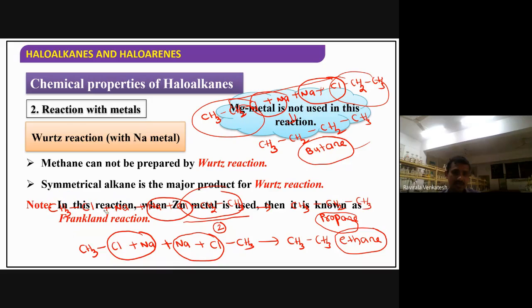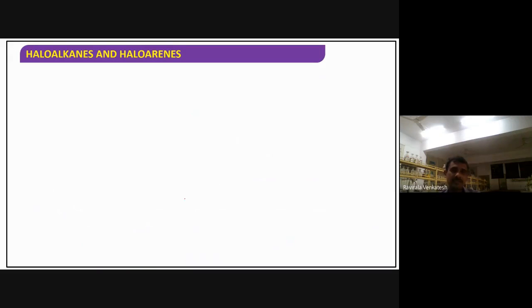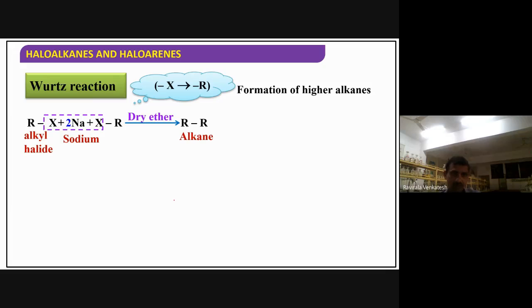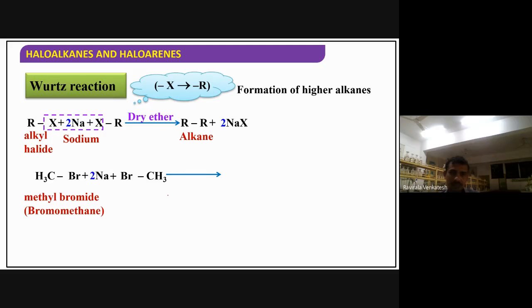Now one more thing: if in the place of sodium I take zinc, then the reaction name will change. The name of the reaction will be Franklin reaction. So what is Franklin reaction? It is also the same as Wurtz reaction, but the metal taken there is sodium metal. Therefore that is called Franklin reaction here. Next, the Wurtz reaction, if you observe, same thing we are discussing, everything.